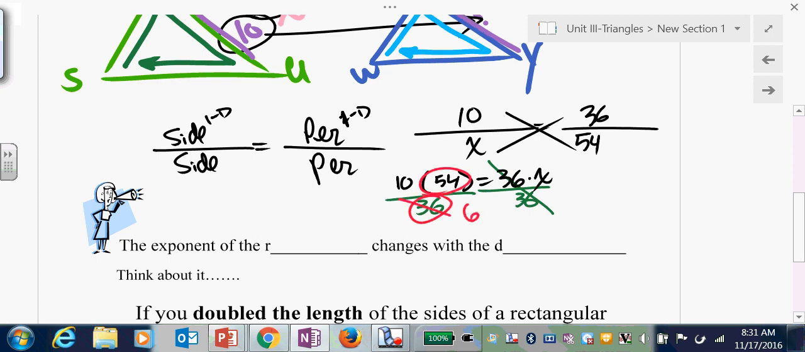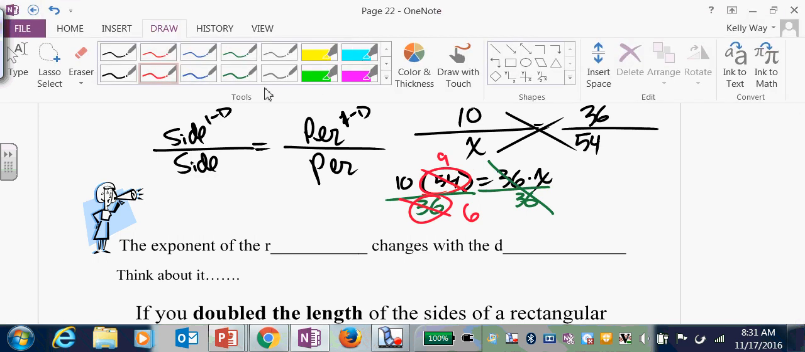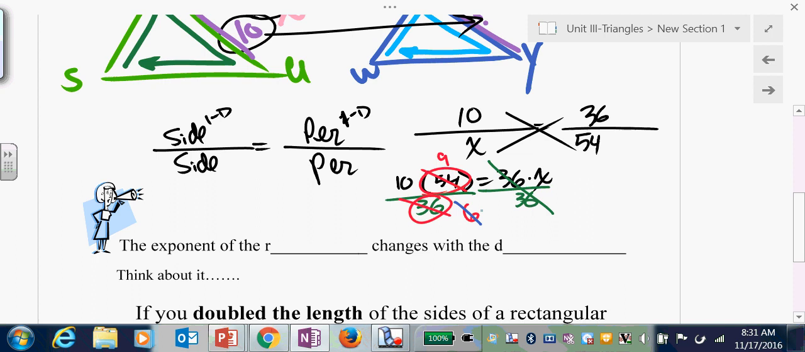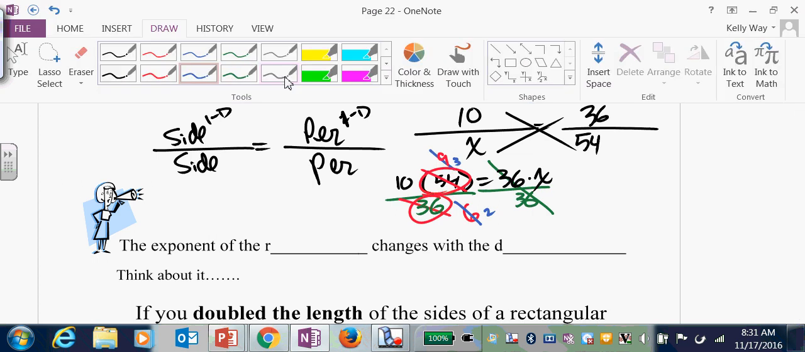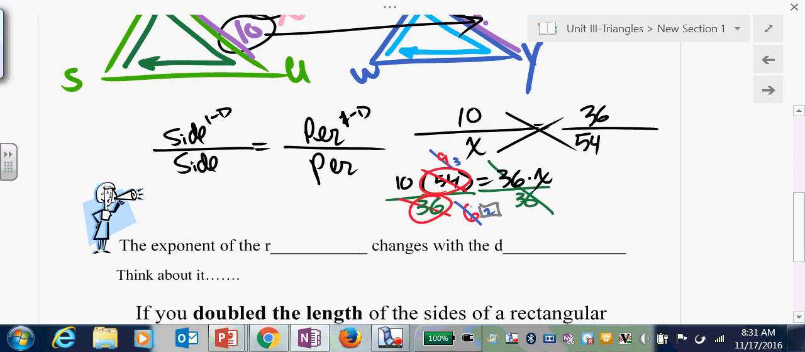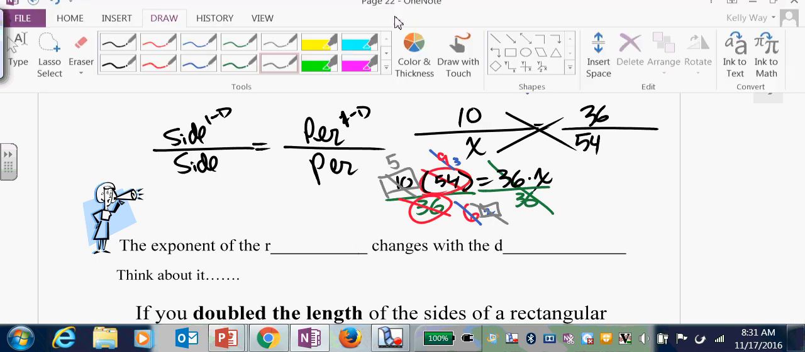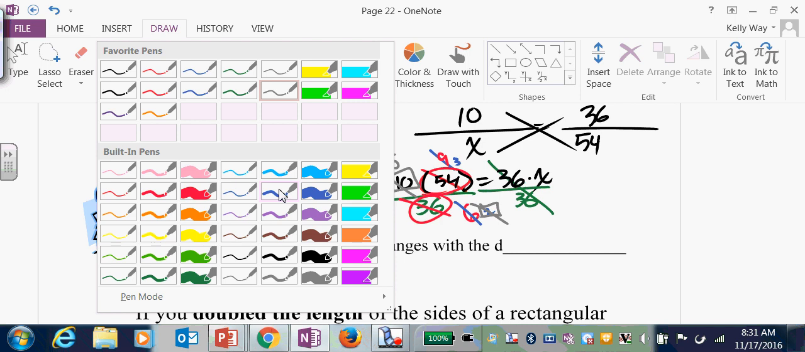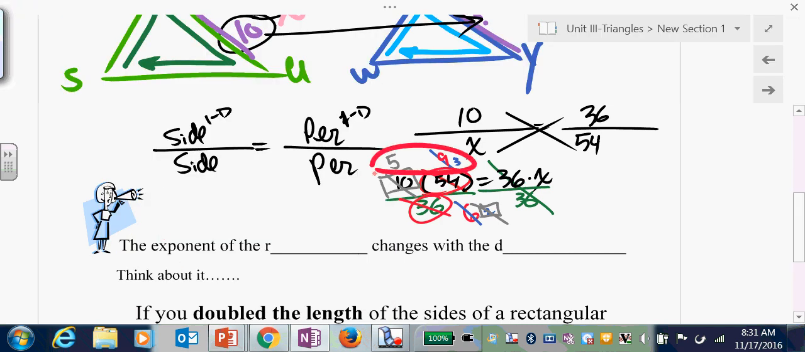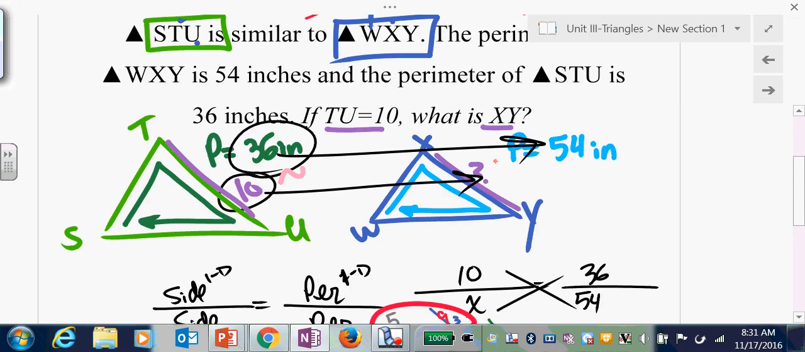6 goes in here 6 times. 6 goes in here 9 times. Looks like I can do a little bit more reducing here. 3 goes in here twice. 3 goes in here 3 times. More reducing. I'm going to box that 2 and 10. 2 goes in here 5 times. And my final answer, you should be able to see, 5 times 3 is 15.